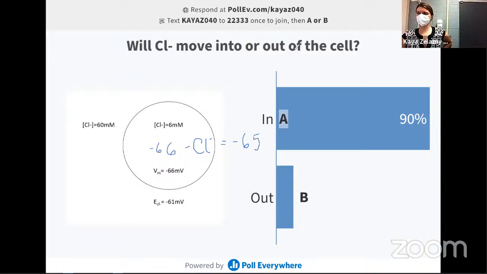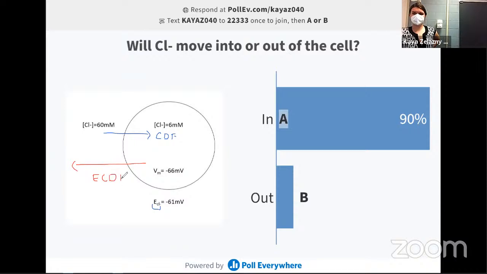I think most people are looking at this concentration gradient. So it's true here that the concentration gradient points in, but that's just our CDF. So we need to also look at this equilibrium potential to realize that overall, even though our CDF is in, our electrochemical force, our ECDF, is out.